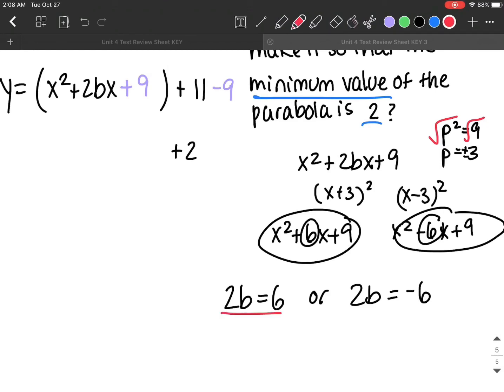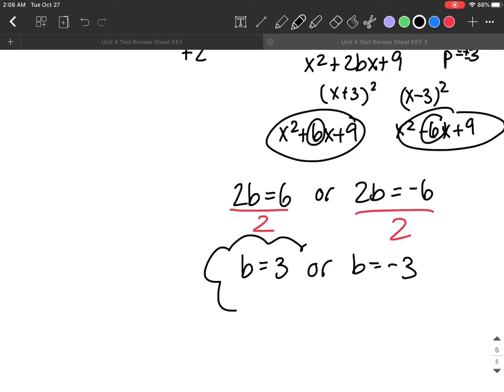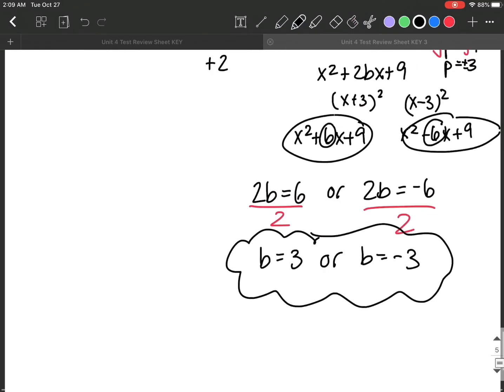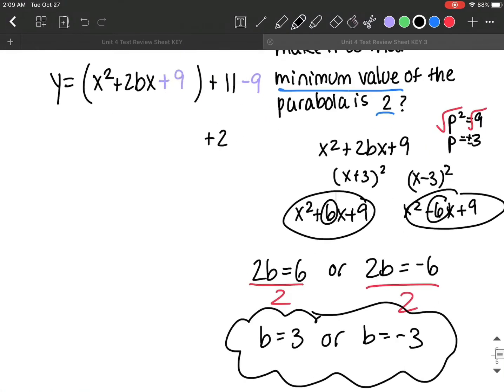And then I divide both sides by 2 for both of these equations, and I get b is equal to 3 or b is equal to negative 3. And those are the values that would give this parabola a minimum value of 2.